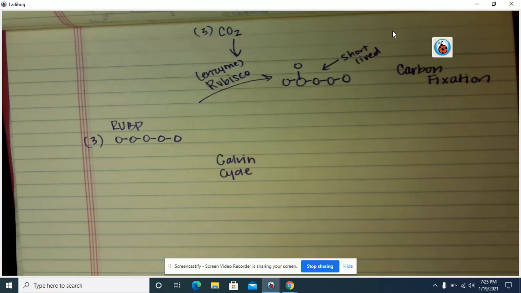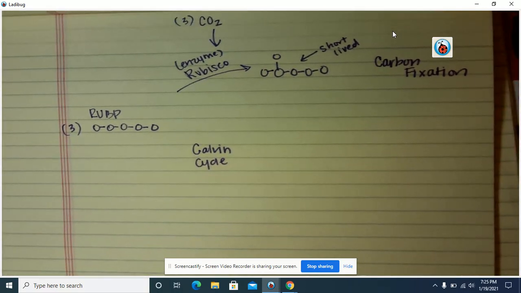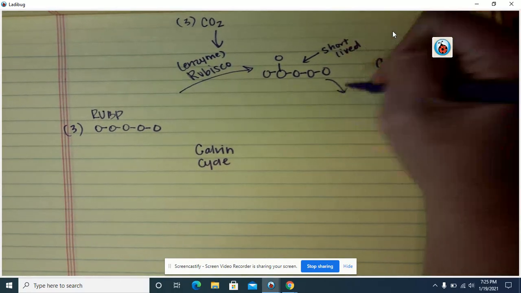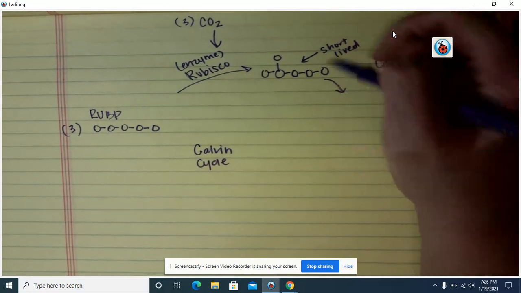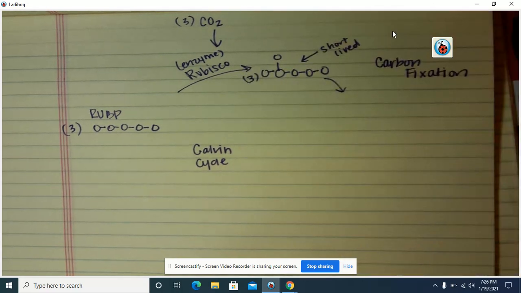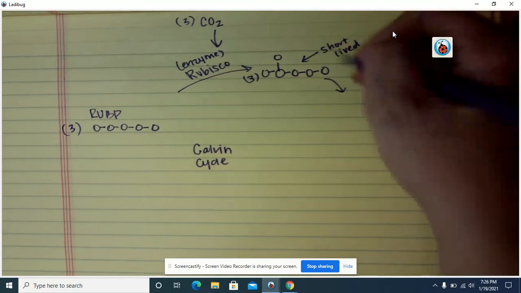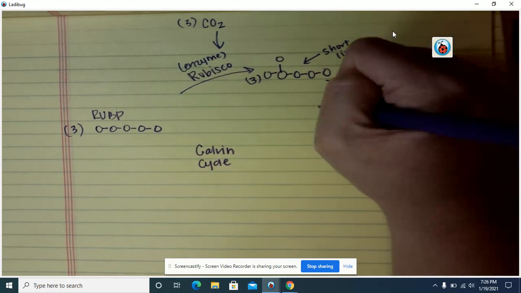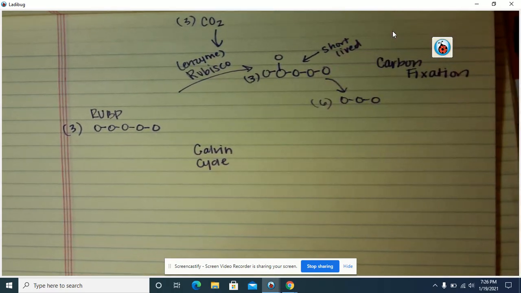Rubisco, we know, is the most numerous enzyme in the chloroplast. And actually, they believe this is the most numerous protein in the world because it's used for this process so very much. To our knowledge, Rubisco is the most numerous protein, period, in the world, which is really saying something. And what happens right off the bat, and we've seen this before, is that we now have 3 molecules of this 6-carbon compound, and it breaks apart into 6 3-carbon molecules. That's that phosphoglycerate.